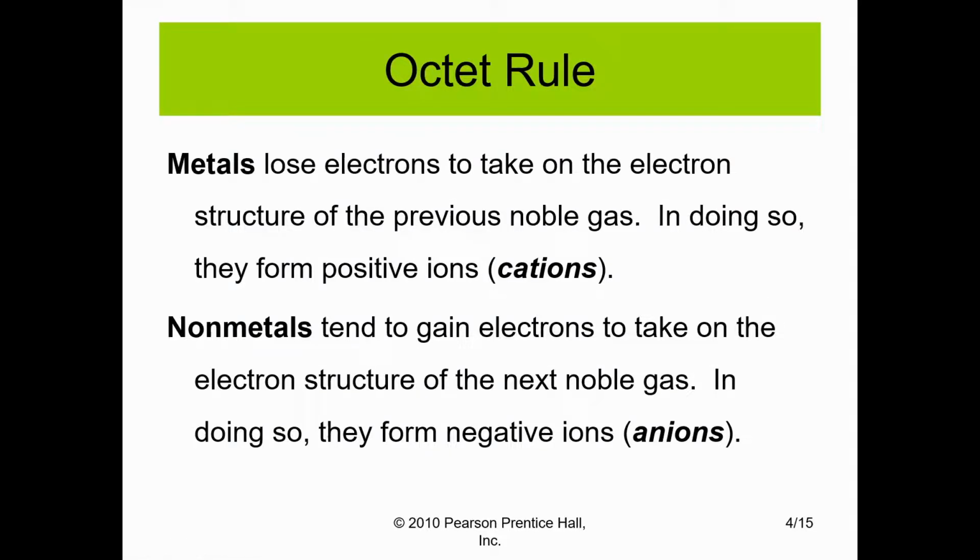Metals, or group 1 and 2 elements, are going to lose electrons to take on the electron configuration from the previous noble gas, and in doing so, they form positive ions or cations. Nonmetals, or group 7 and 8 elements, are going to gain electrons to take on the electronic configuration of the next noble gas. And in the process of doing this, they form a negative ion or an anion.